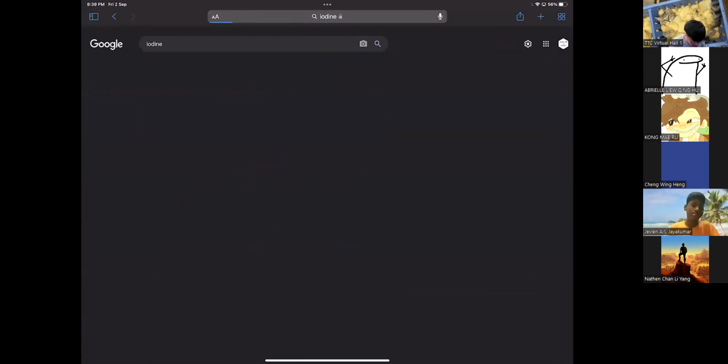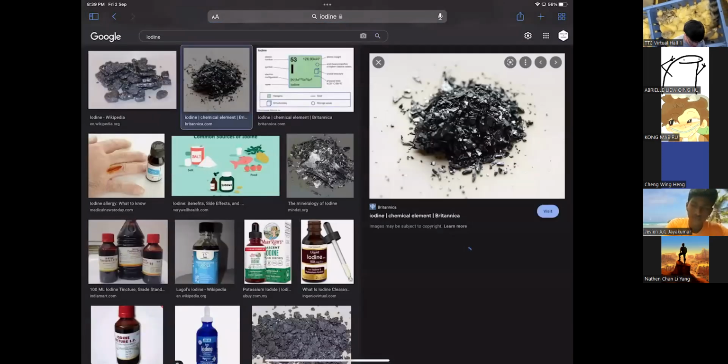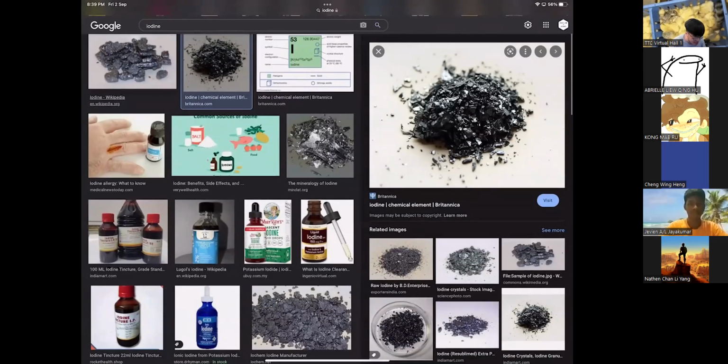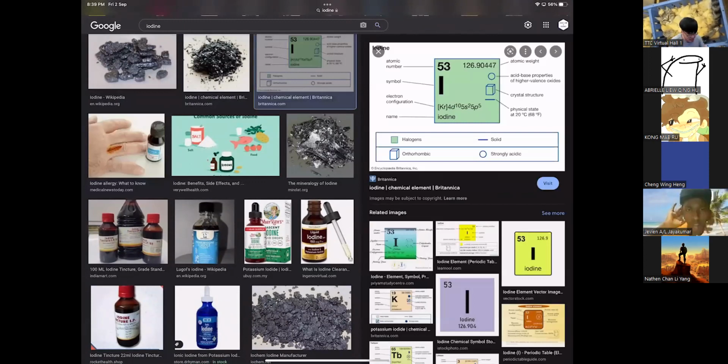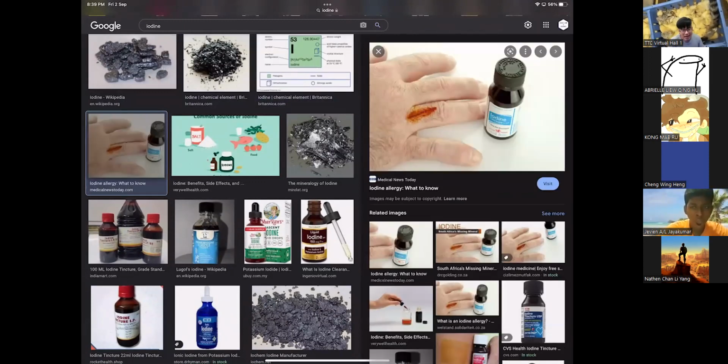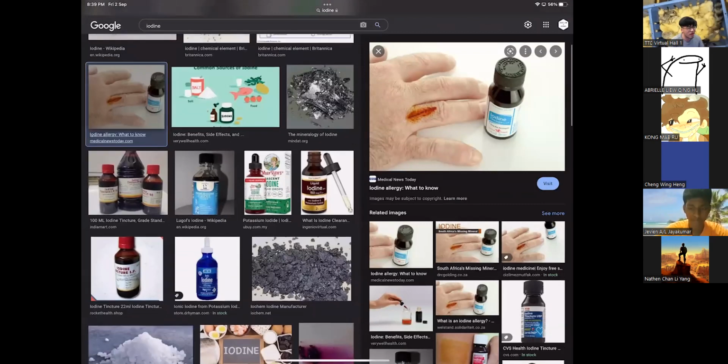Iodine, they look like this. They are a black solid. A fun fact, they are actually used in the yellow medicine. You know, when you fell down and then they put some yellow medicine on your wound, that's the iodine. Yes, the iodine solution. So that's your iodine.